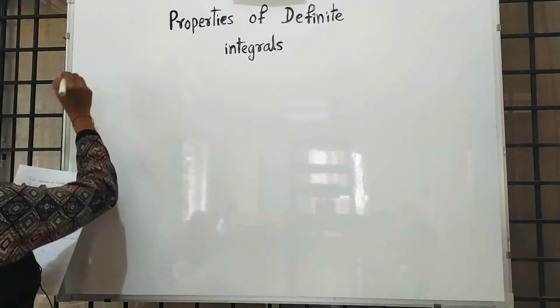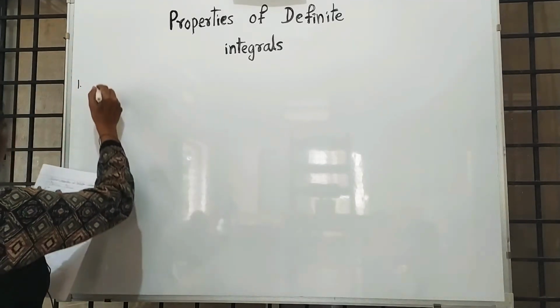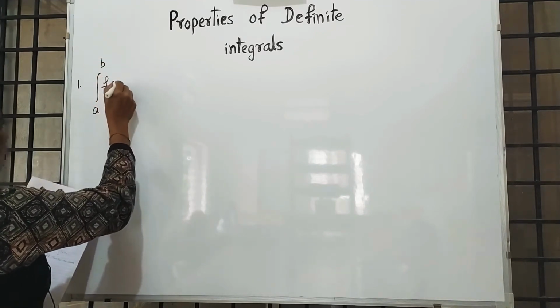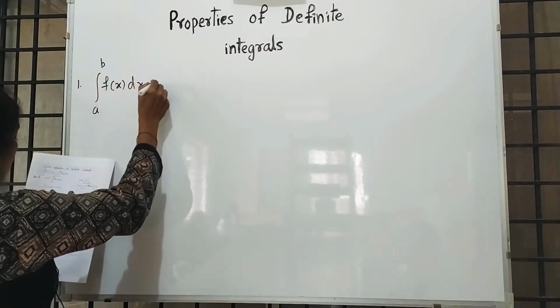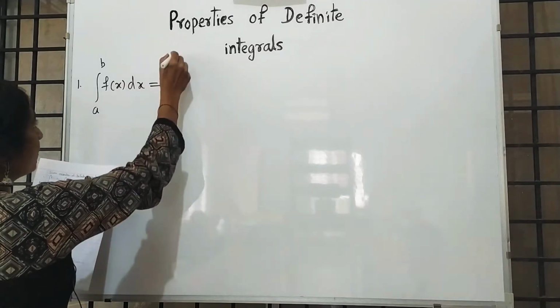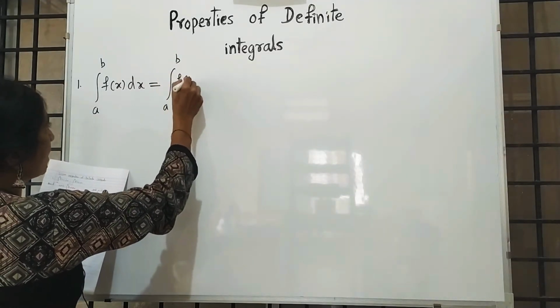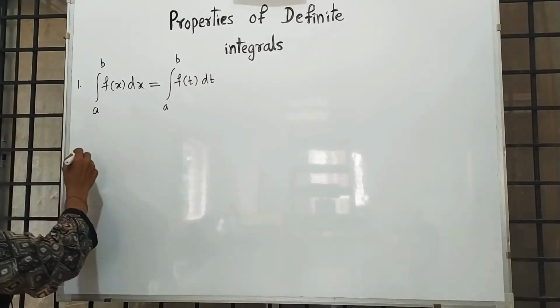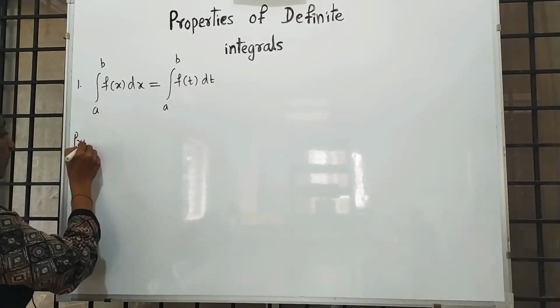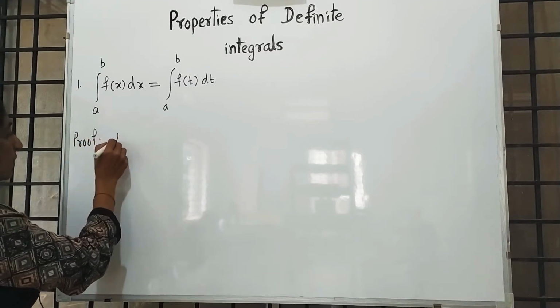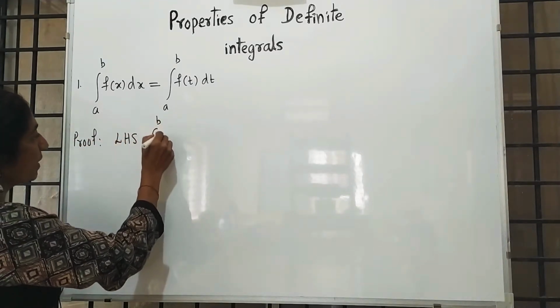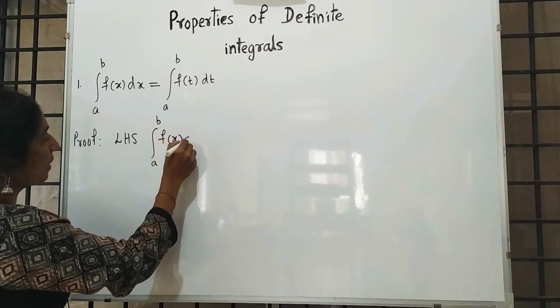The question comes like this: prove that the first one, integration from a to b f of x dx is equal to integration from a to b f of t dt. So let us start with the left side. Write down the proof. Write down the LHS, that is integration from a to b f of x dx.